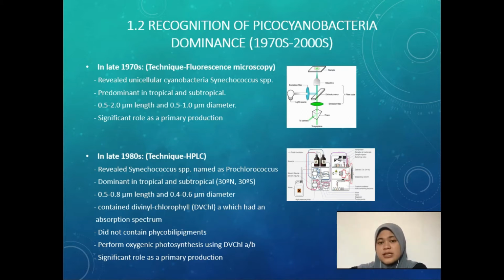This species contains divinyl chlorophyll a, which has an absorption spectrum slightly different from the usual chlorophyll a. This species did not contain phycobilin pigment. And lastly, this species also played a main role as a primary producer in that time.